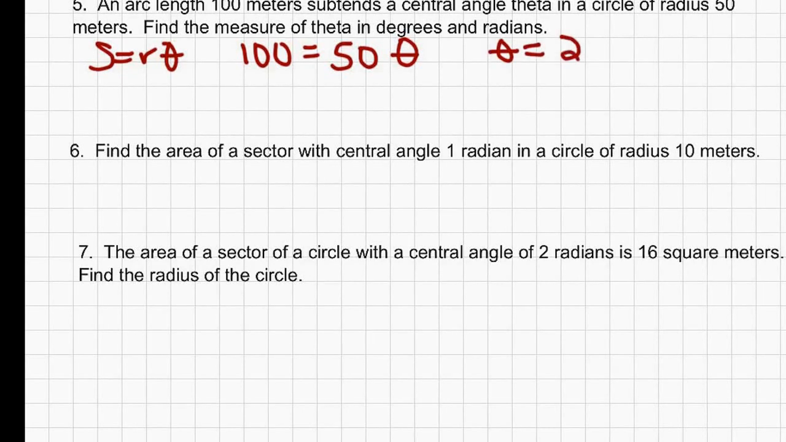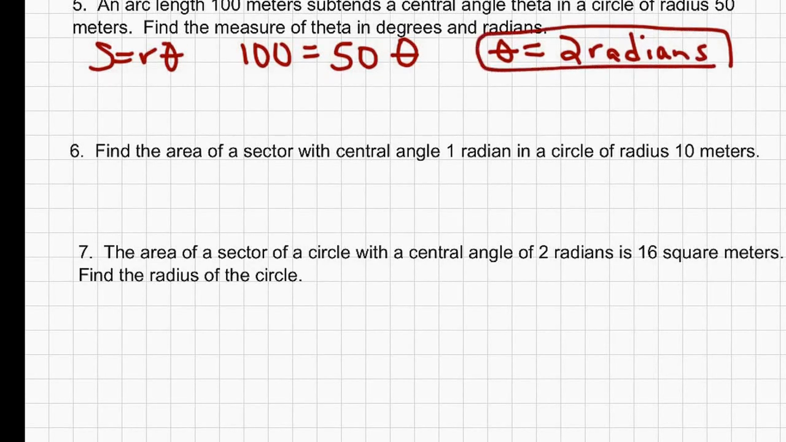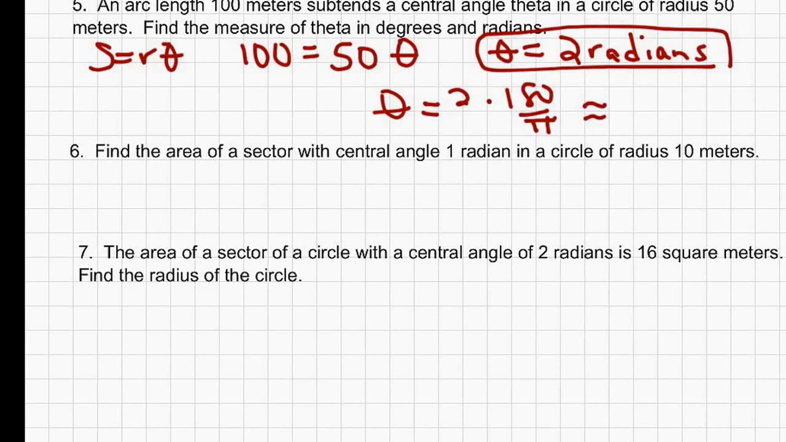Well, when you do that, we are already in radians. So in order to change this to degrees, I'm going to have to multiply 2 times 180 over pi. And I'm going to find out that 2 radians is approximately 114.6 degrees.